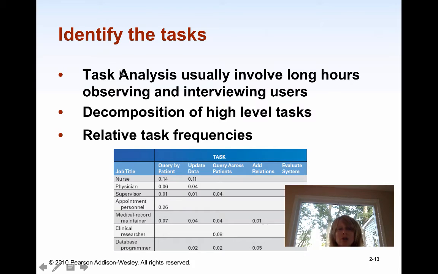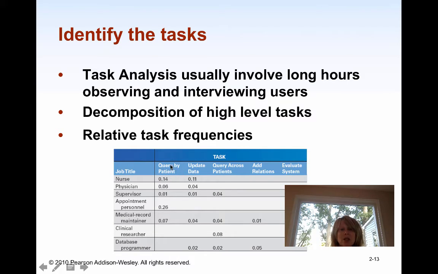So one of the things in the task analysis piece, when you're doing any kind of user design, is you're looking at who your users are. So this table is a perfect example. In this particular table, we have our users being nurse, physician, supervisor, appointment personnel, the medical record person, the researcher, and the database people. Then we have these different tasks.